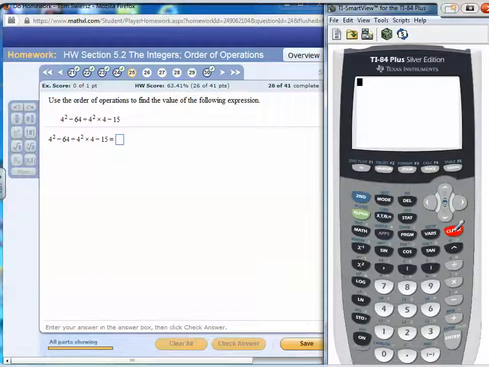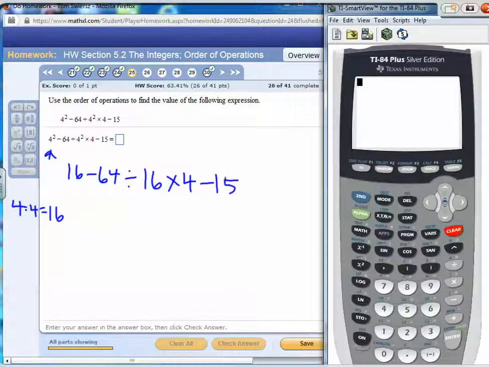The first thing is there are no parentheses, so there are exponents. There's a 4 squared, which means 4 times 4, which is 16. So we have 16 minus 64 divided by 4 squared, again 16, times 4 minus 15. Notice we do the division and the multiplication before any subtractions. So we copy down 16 minus 64, and do the divisions and multiplications from left to right.